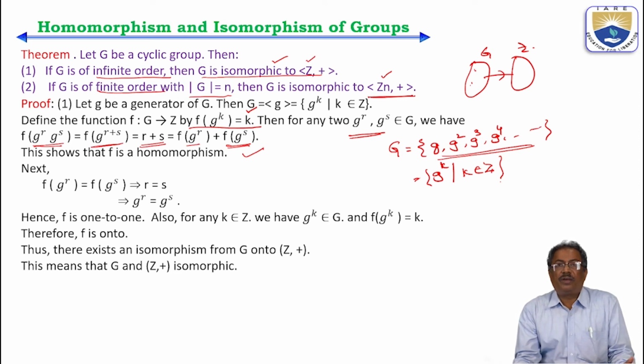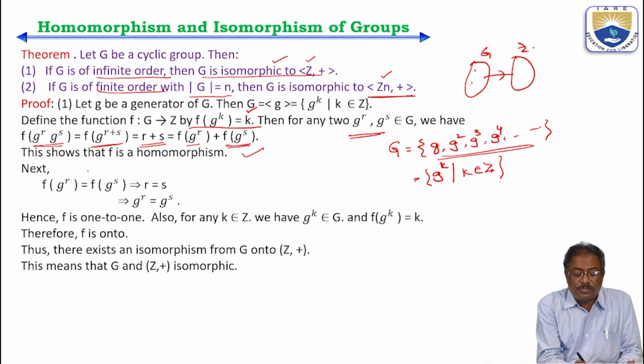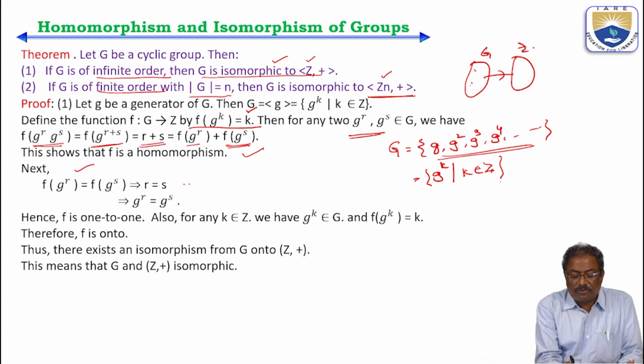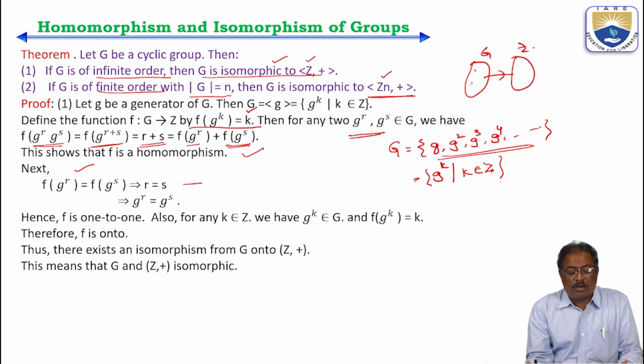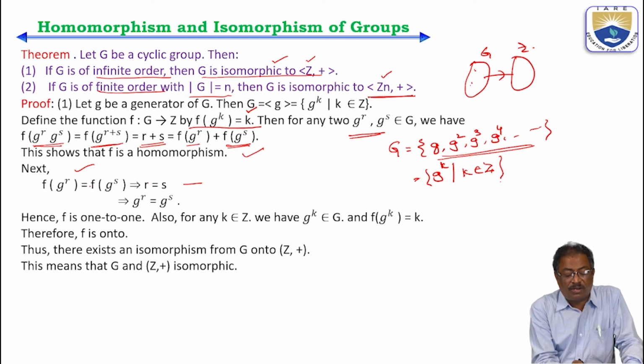Now we have to verify whether it is one-one and onto. For that, we are going to take the images to be the same. Then F of G power R is equal to F of G power S implies G power R is equal to G power S. F of G power R is nothing but R, and F of G power S is nothing but S, by the definition of the function.